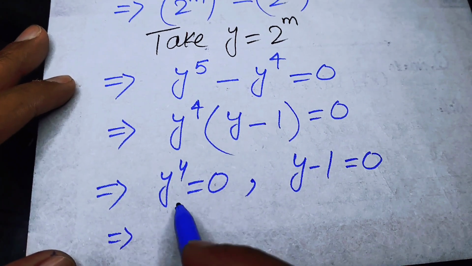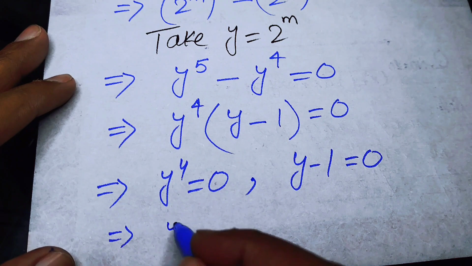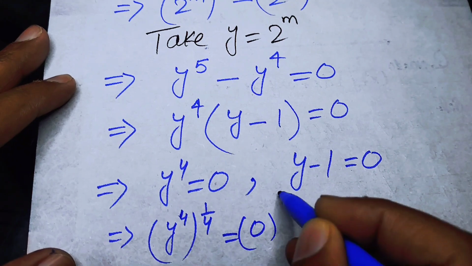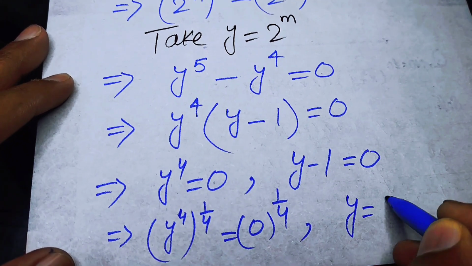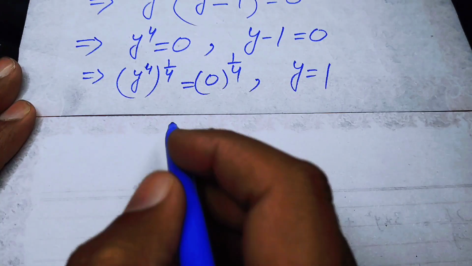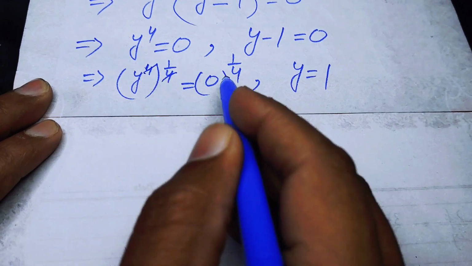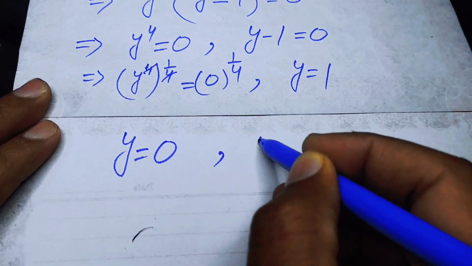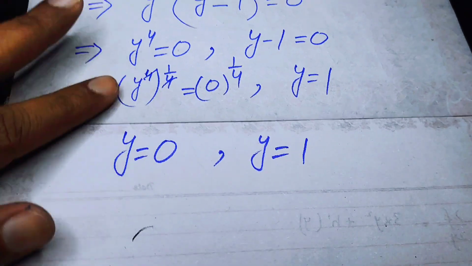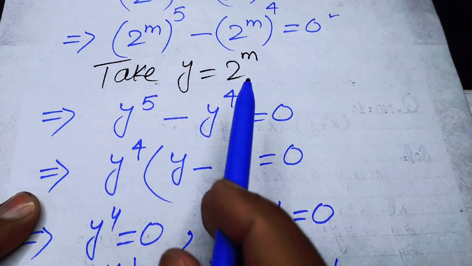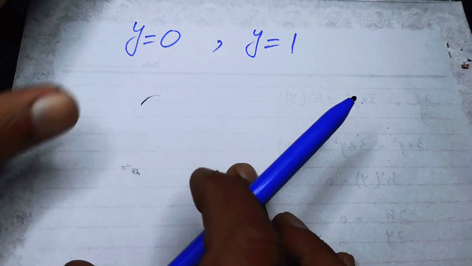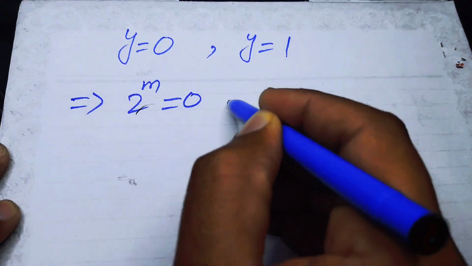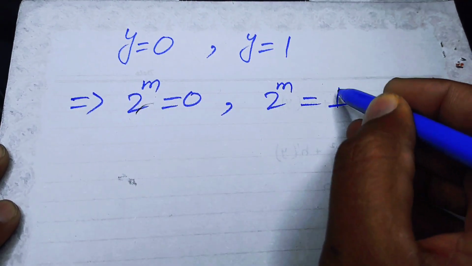Here you can take the fourth root on both sides, so it becomes y to the power of 4 and whole power 1 over 4 is equal to 0 to the power of 1 over 4. The 4 is gone, and 0 to the power 1 over 4 is equal to 0, so we get y is equal to 0, and from the other case y is equal to 1. In the above question we took y is equal to 2 to the power of m. Now we can back substitute the value of y, so 2 to the power of m is equal to 0, and 2 to the power of m is equal to 1.